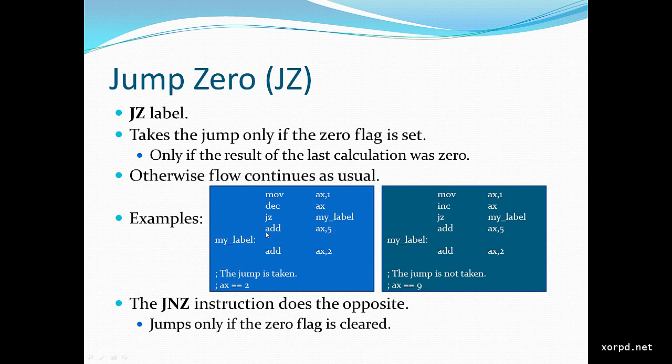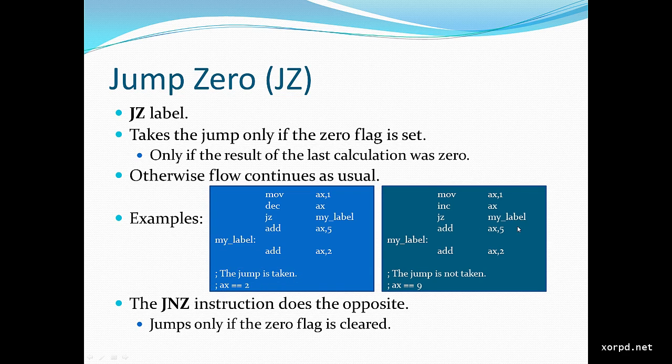Let's try to calculate what is going to happen. AX is first of value 1, then it is going to be of value 0 after this instruction, which is going to cause the conditional jump to jump to my label, and finally we add 2 to the value of AX, which means that the final value of AX is going to be 2, as written here.